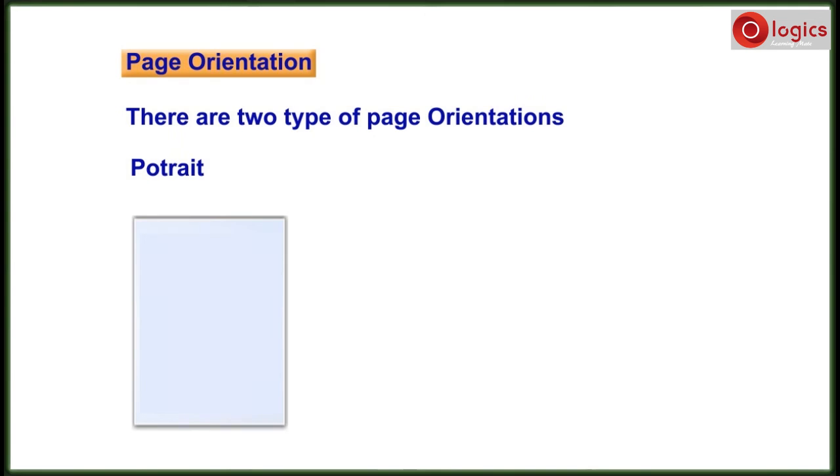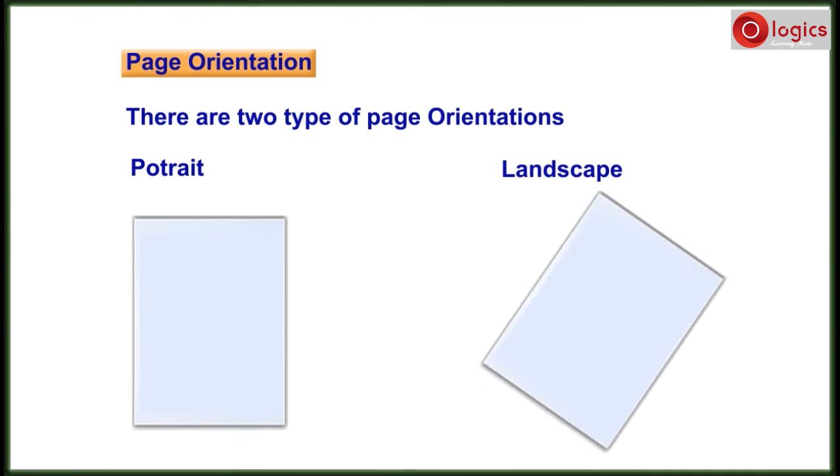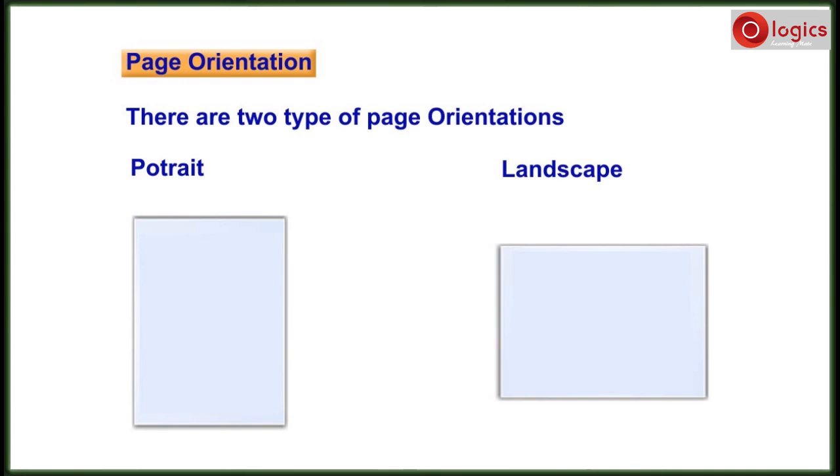Page orientation. There are two types of page orientations. One is portrait. This is the default page orientation option where the printing runs parallel to the shorter edge of the paper. The second one is landscape page orientation. In this, the printing runs parallel to the longer edge of the paper.